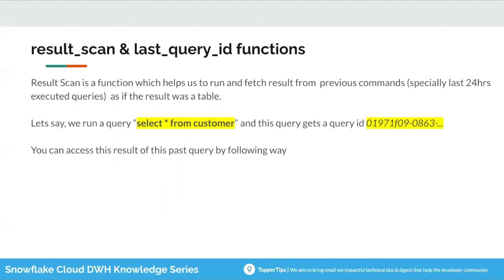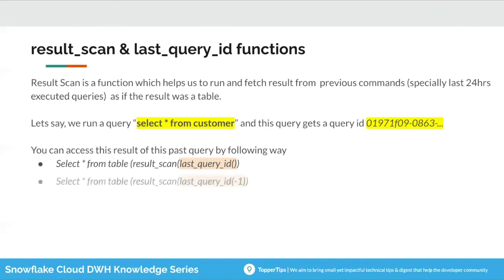You can anyhow run the same query select star from the customer, but you can also run alternatively select star from a table where you can use a result scan using the last query ID. If you do not specify any parameter, it will always use -1 or the last query which is executed. Alternatively, you can specify the -1. So -1 is from this query to the last one. It is a kind of offset which is used.